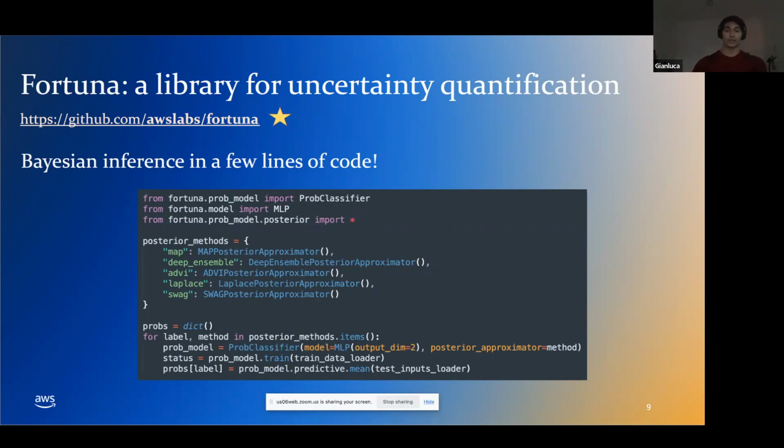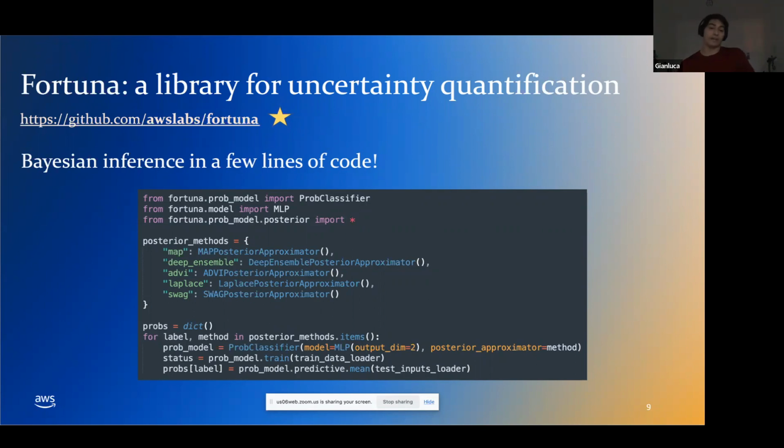Again, you can do much more here. You can select your prior distribution and so on. And then you do prob model.train, and this train includes posterior inference, and calibration, parametric calibration if you give me data for it. So if you pass me some calibration data, then I will both try to combine the posterior inference that you selected and the calibration technique.